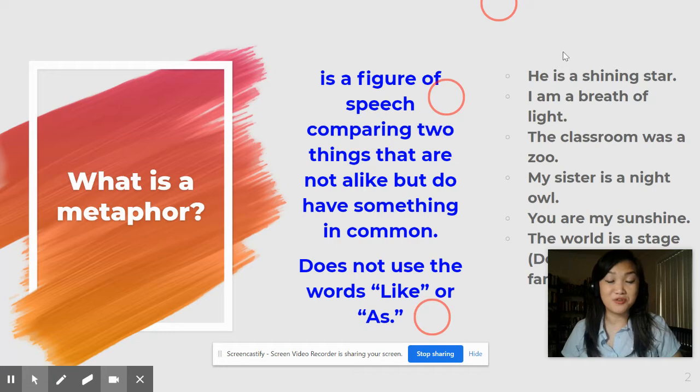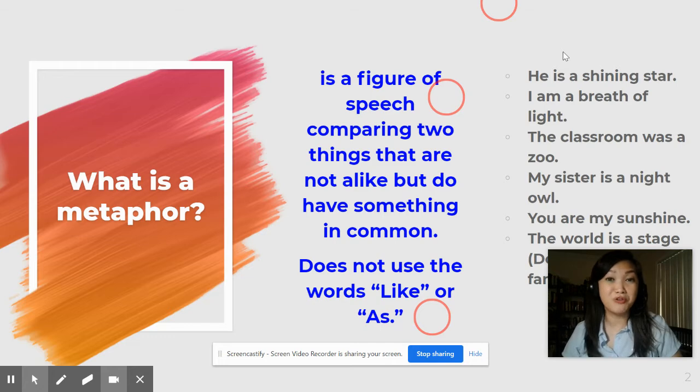The use of metaphors is to help readers imagine what the writer is trying to say, and it just brings the writing to life. So definitely get to know all the figurative language terms and implement what you've learned into your own writing. It would just help you as a writer.